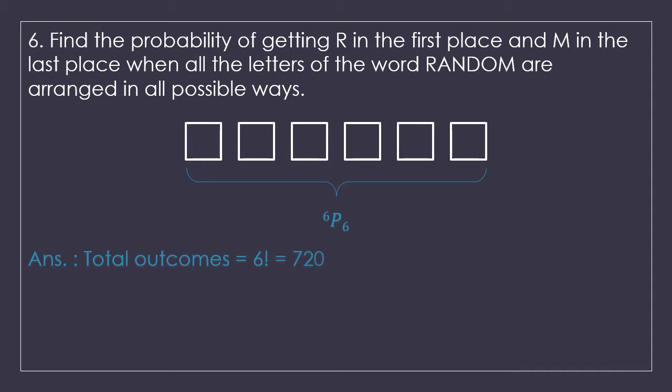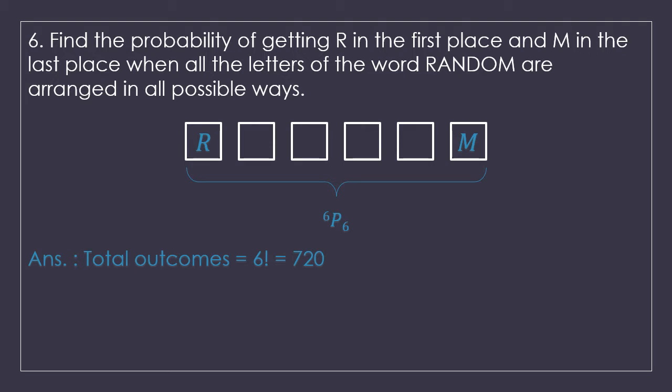6P6 is 6 factorial. So 6 factorial is 6 into 5 into 4 into 3 into 2 into 1. And when you do it on a calculator, the answer is 720. That means our total outcomes, the n, is 720. Now moving forward to what is given in the question: R in the first place and M in the last place. So when R is in the first place, one character at one place will make it 1P1.